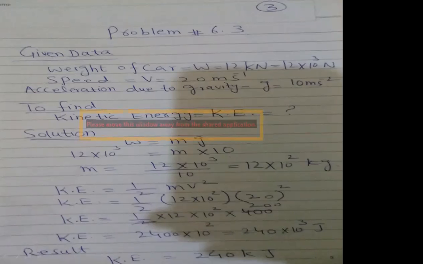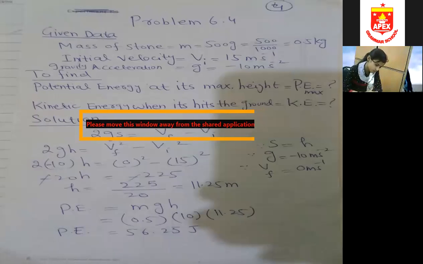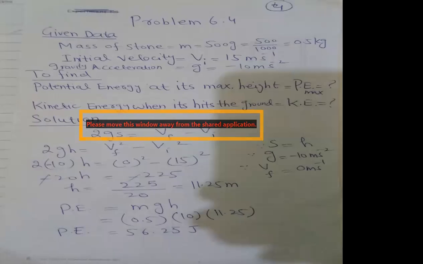Now I'm moving towards numerical 6.4. First of all, I read the statement of 6.4. A 500-gram stone is thrown up with a velocity of 15 meters per second. Find its potential energy at its maximum height. Second is the kinetic energy when it hits the ground.